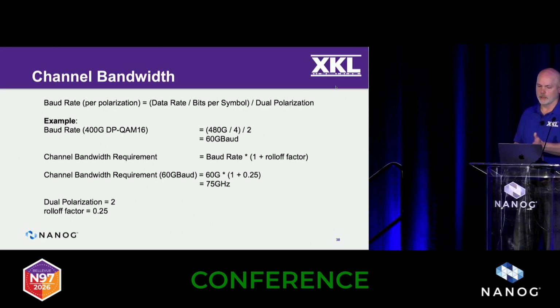So effectively, you need a little bit more bandwidth to propagate that signal through the filter and onto the fiber. So that's why I do the baud rate example here, 60 gigabaud in this calculation for this particular modulation scheme. That's why it requires a 75 gig channel, not a 60 gig channel, because you've got to accommodate the filter. And we're going to talk some more about that.